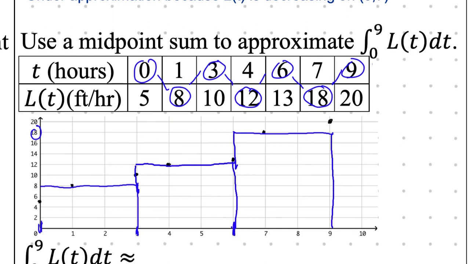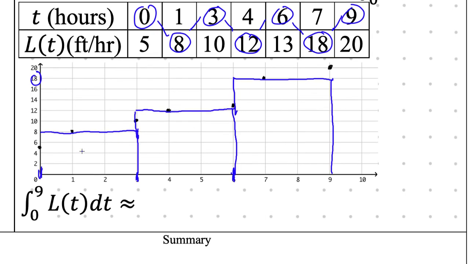Now we have to do some math. What is the area of our first rectangle? It's 3 times 8, 24. This one is also 3 times 12, 36. Now 1, 2, 3 times 18. Yes, it is indeed 54.